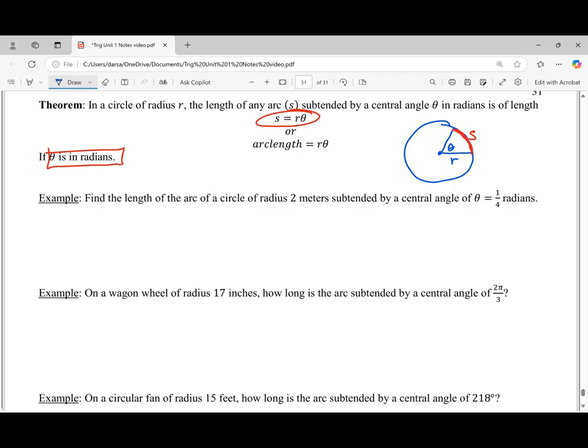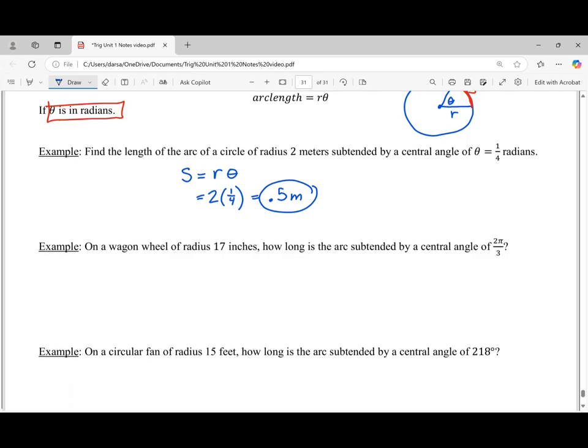Let's give this a try. Find the length of the arc of a circle of radius 2 meters subtended by a central angle of theta equals 1/4 radians. So the arc length is equal to the radius times the angle, central angle given in radians. Well, we know that the radius is 2 meters and the angle in radians was given to us as 1/4. So we get 0.5 meters is the length of the edge of the arc that looks like this on this particular circle.